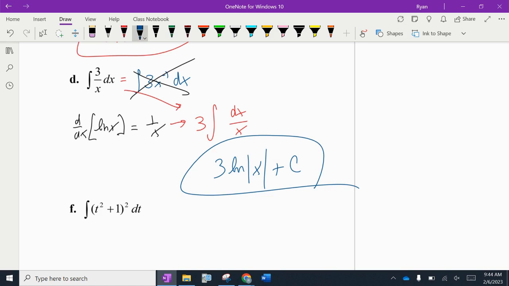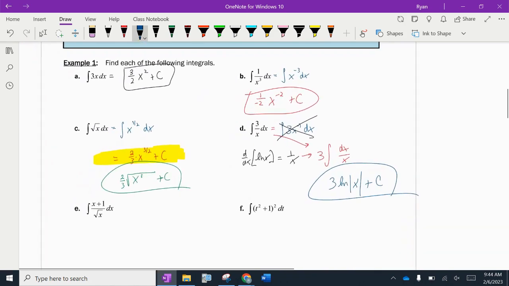So, special case. The first 3 examples all dealt with the power rule, raising the exponent by 1. In this one, we saw that that wasn't going to work out for us. We had to recall, yes, this is a natural log. So, slightly special case.